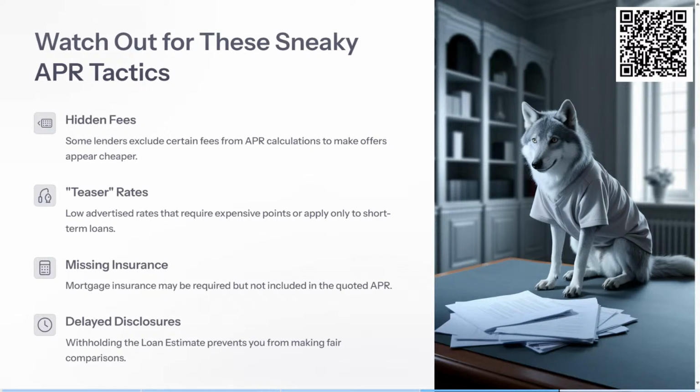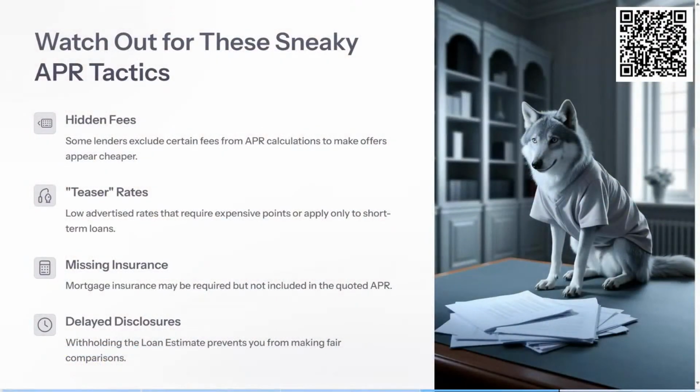Teaser rates are low advertising rates that require expensive points or apply only to shorter loan terms. I see it a lot. They'll say a 30-year fixed rate term, then give a 15-year fixed rate or a 7-year ARM, or in the small asterisks, show like 2 or 3 points. It's absurd. Missing insurance: sometimes they won't include the insurance in that calculation of the APR.